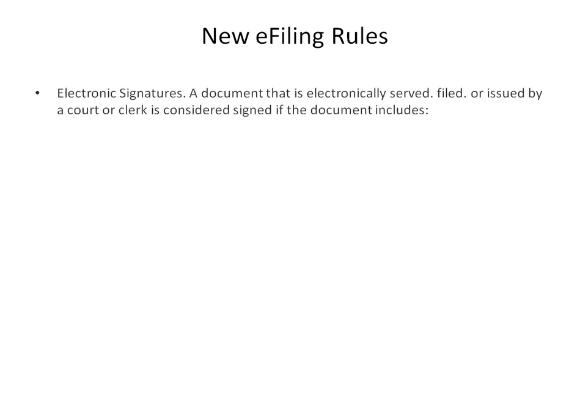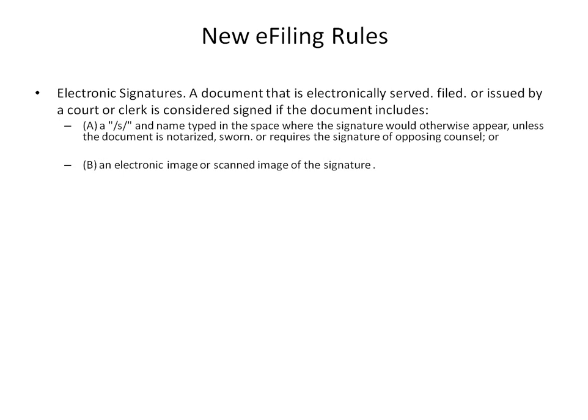New e-filing rules are expected to be implemented on January 1st. Wherever a document is electronically served or filed, you need to sign the documents by placing a /s/ and typing in your name where your signature should appear, or you can affix an electronic image or scanned image of your signature.